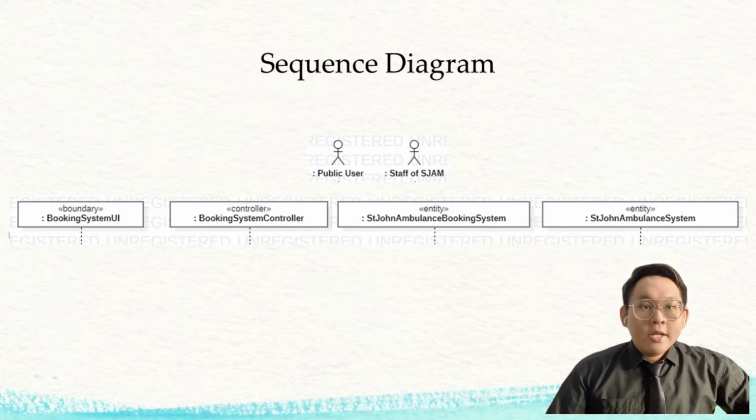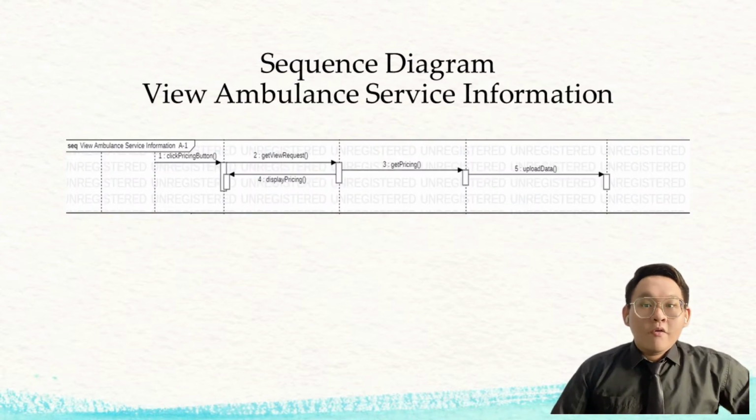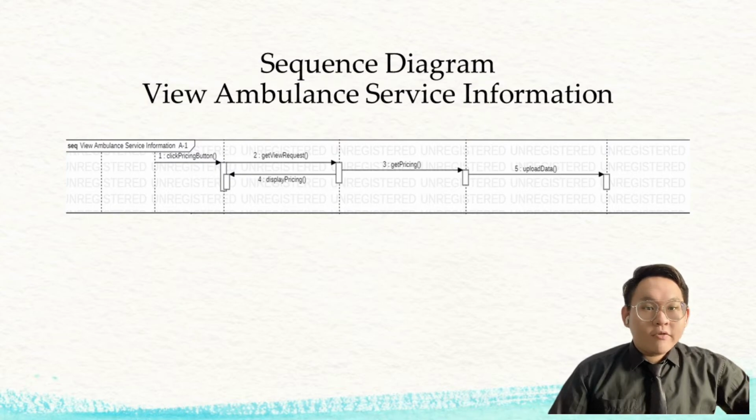As you can see, the boundary of this sequence is the booking system UI. The controller is the booking system controller, and the entities are Central Ambulance Booking System and Central Ambulance System. First is the view ambulance service information sequence. The staff or user can view the price of the ambulance service by clicking the pricing button.